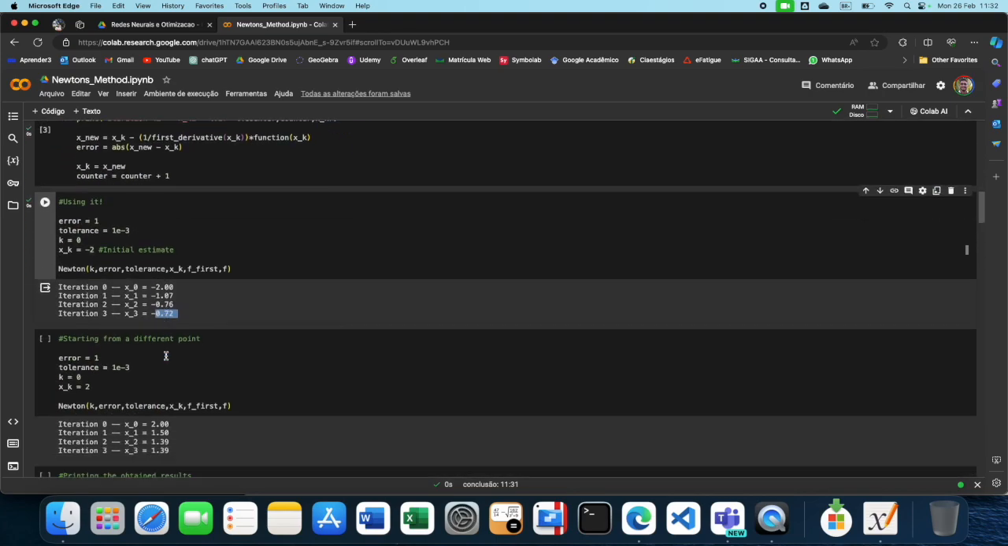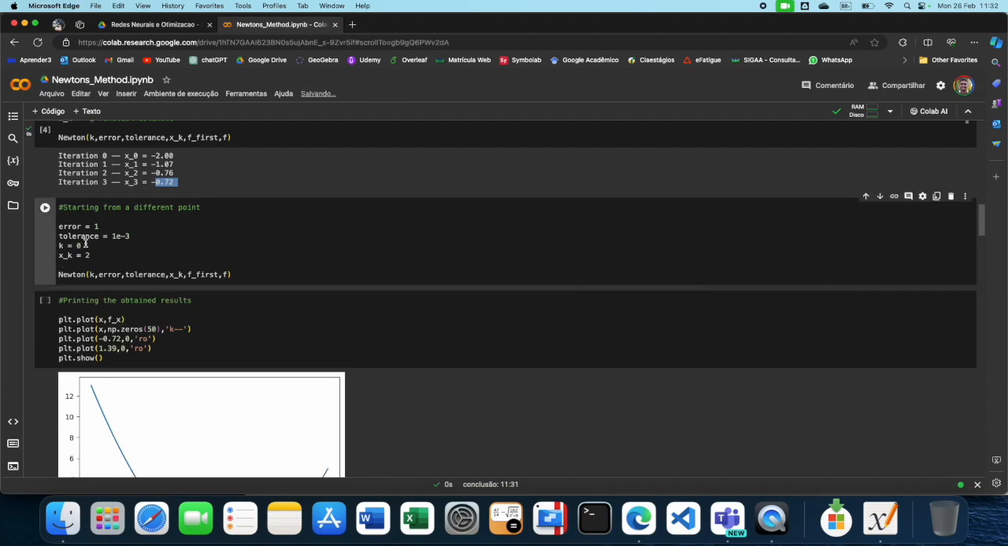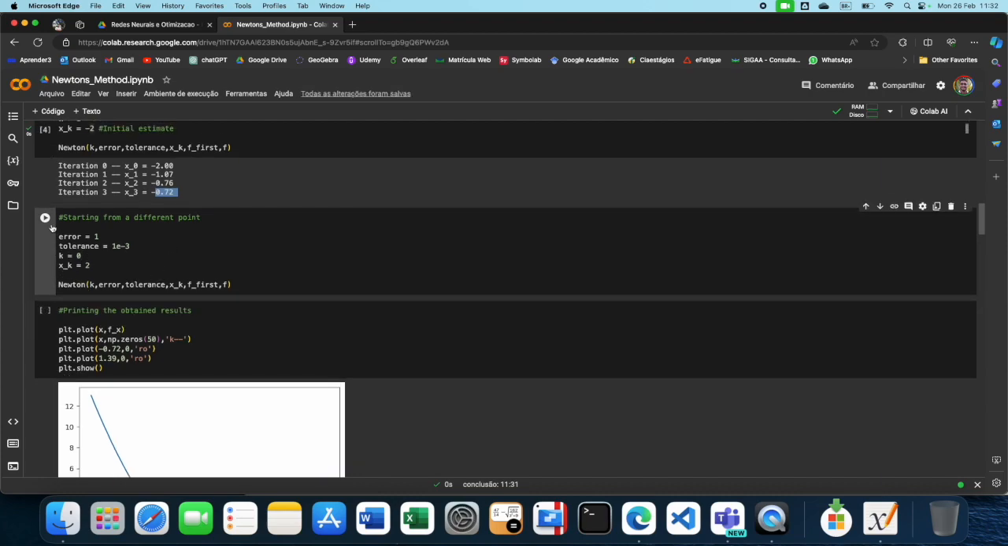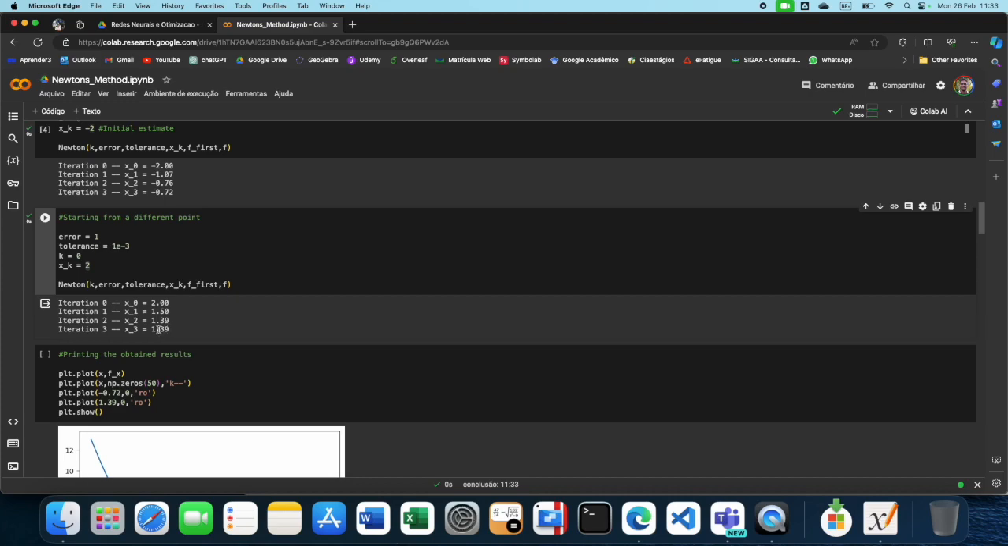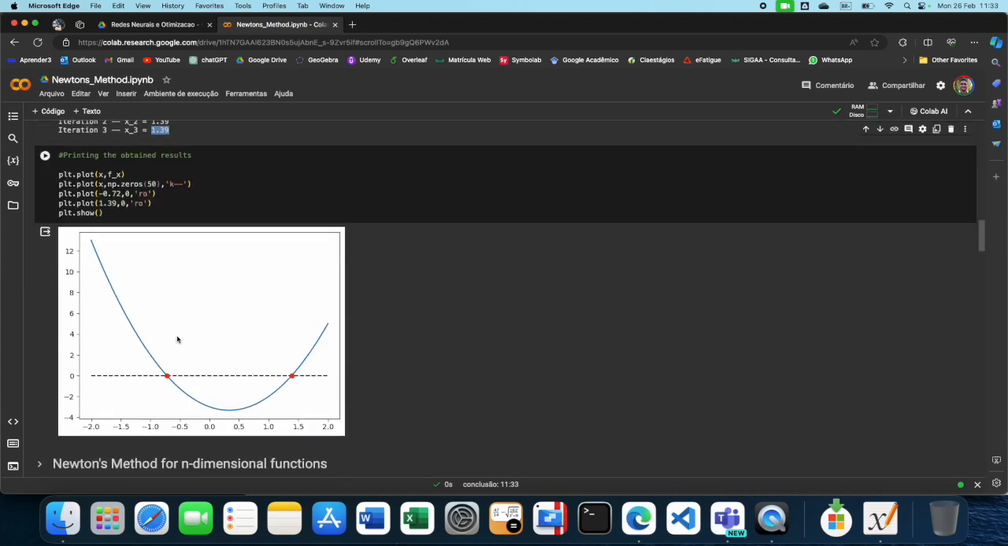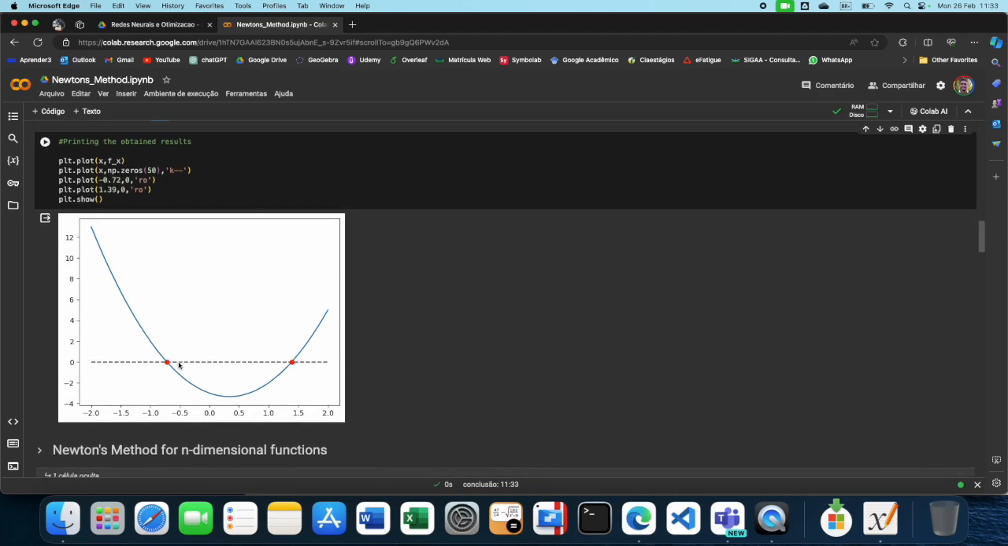Okay, so let's use a different starting point. We are starting now at the point xk equals 2. Look, the method found a different answer. This answer is the other root point. And here I printed out the answers. So the method found these 2 points, and now we can see that it's correct.